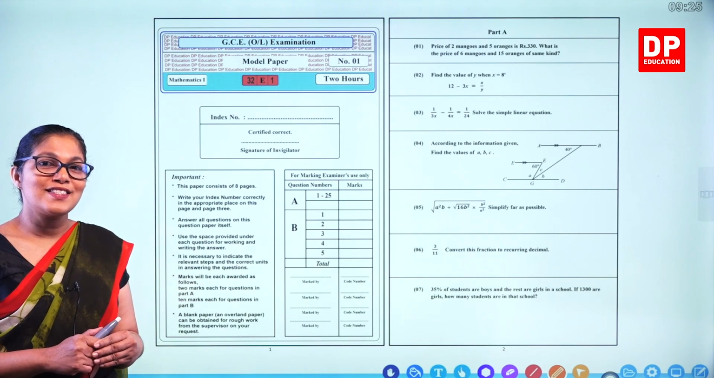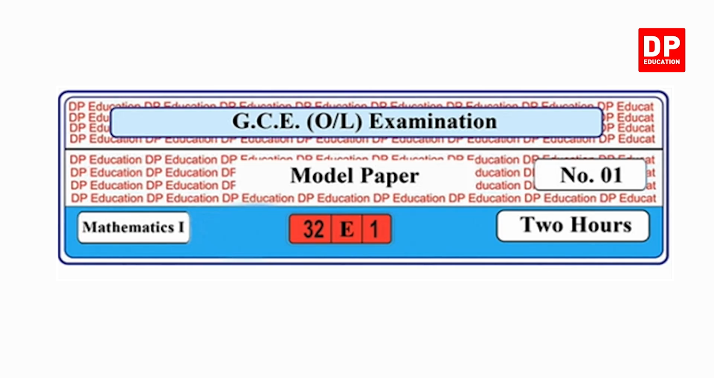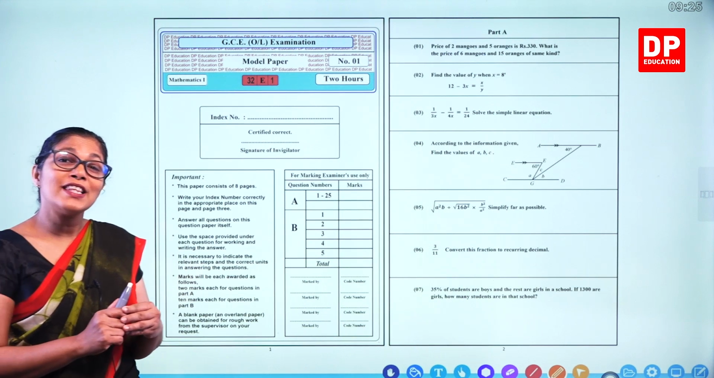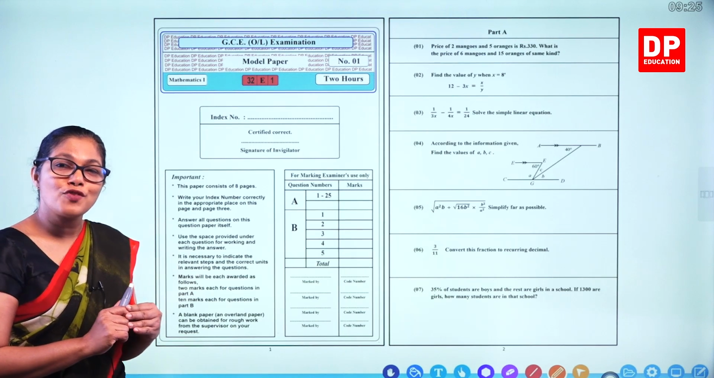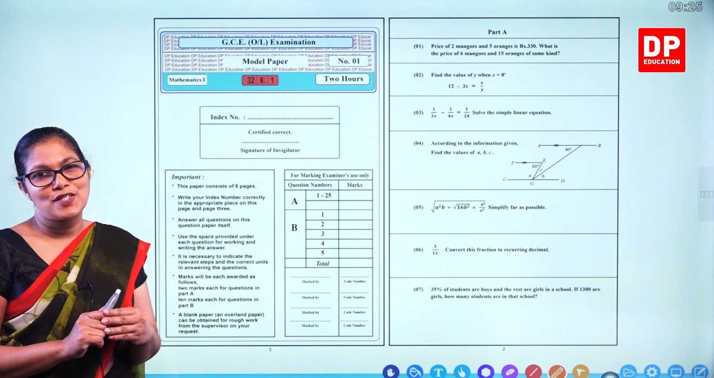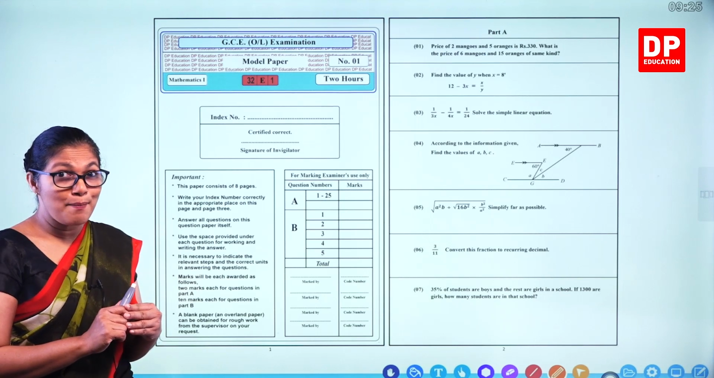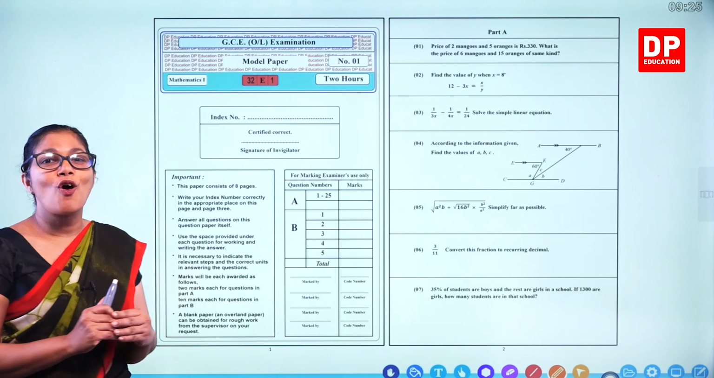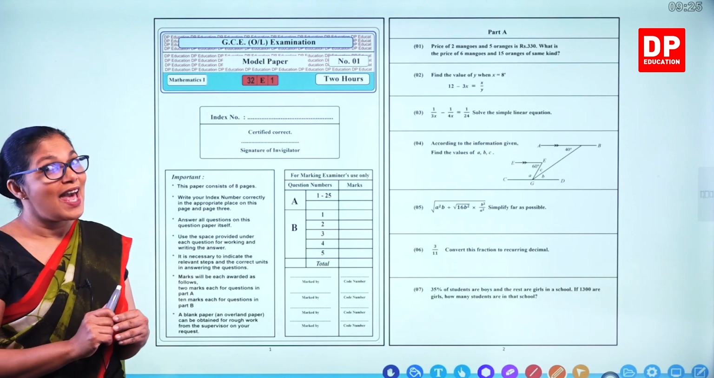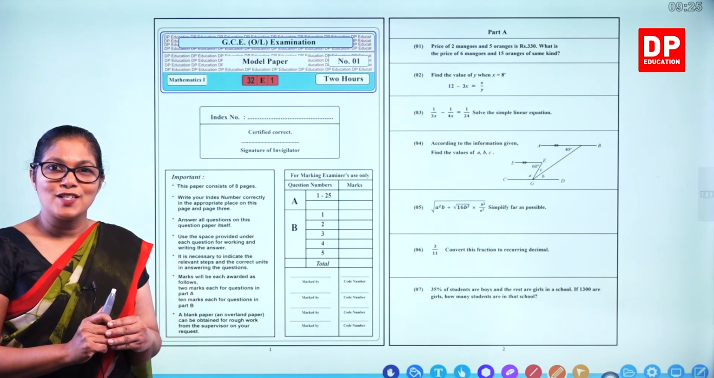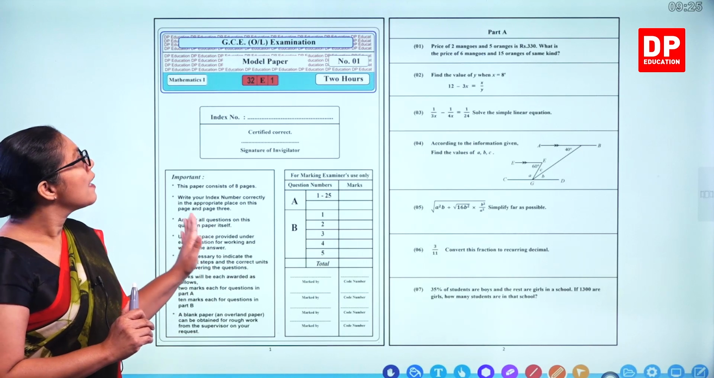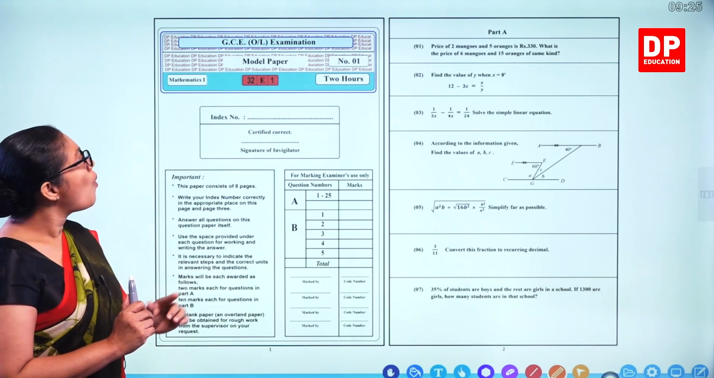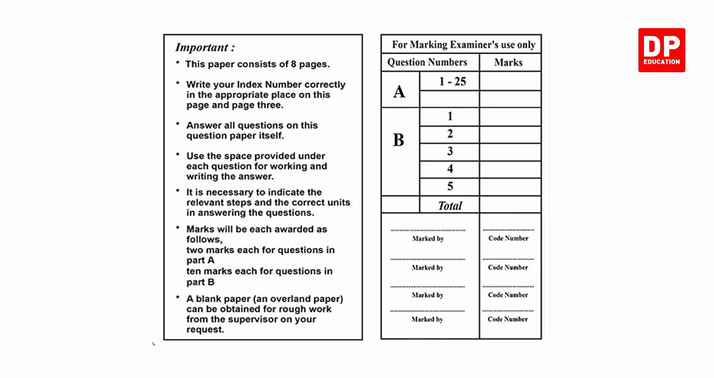Hello O-level students. Today I am going to do another model paper with you. So after doing all 1000 short question series, we thought of doing 5 model papers for you. Before the exam, make sure that you try out all 5 model papers and be confident to do your O-level exam. So in this model paper 1, you get 2 hours.